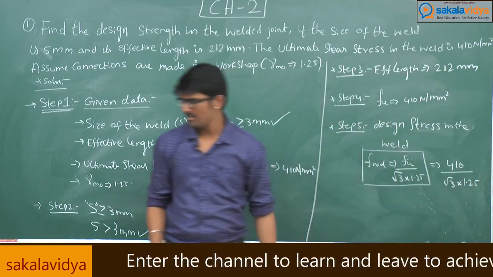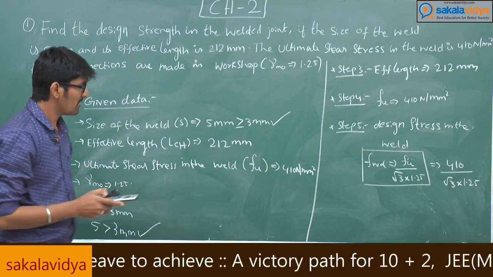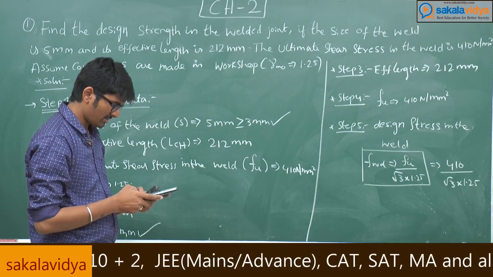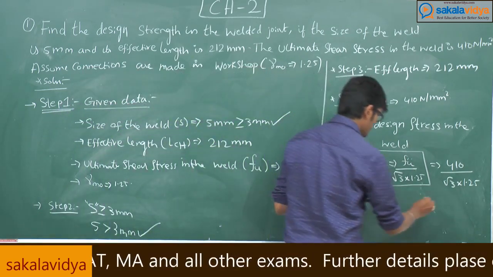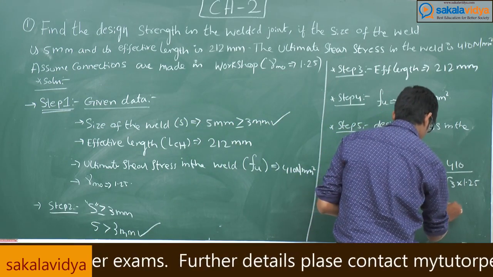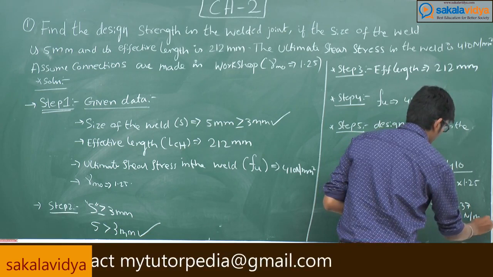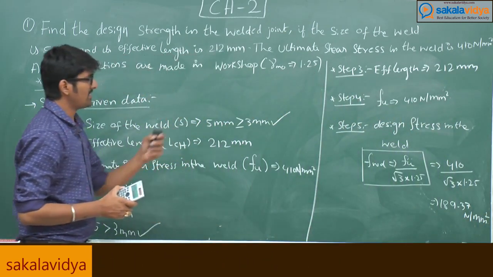So what is the answer? Let us find it now. So 410 divided by root 3 into 1.25. So what is the answer? 189.37 Newton per mm square. So far we have found design stress in the weld.